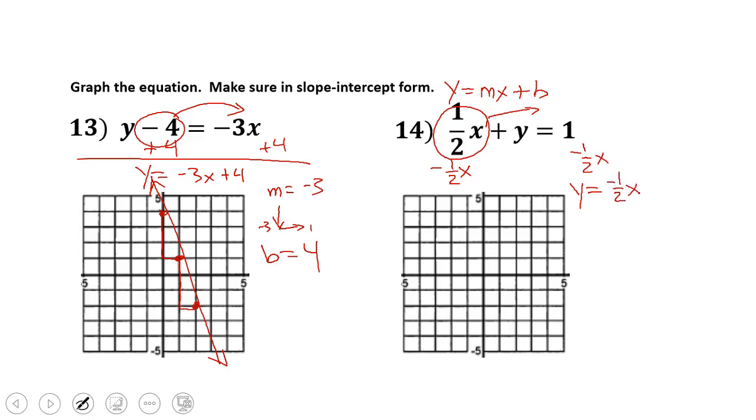Do you have to? No, because we know slope is attached to our input. It's attached to our independent variable, and so you can put it any way you want, but this is what slope-intercept form looks like, and it makes it easier.